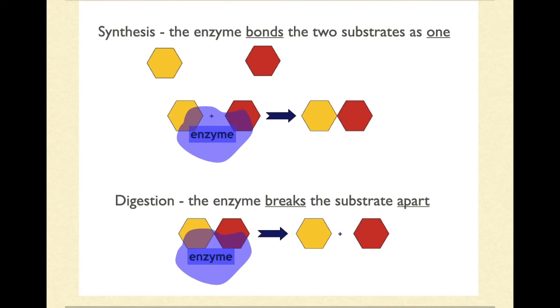Now, digestion, we talked about that before, hydrolysis. This is when we have two things being made. So we start with one. The substrate is maybe a macromolecule, maybe a disaccharide, maybe a polysaccharide. The enzyme bonds with that disaccharide, that substrate, at the active site, and then with water breaks it apart.